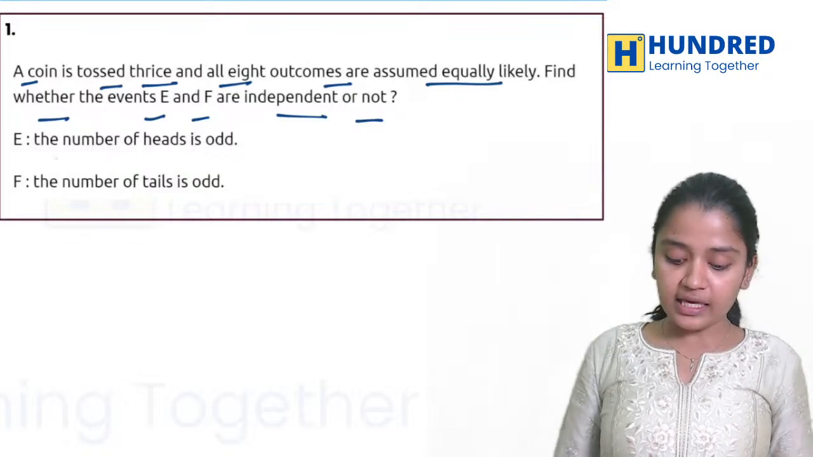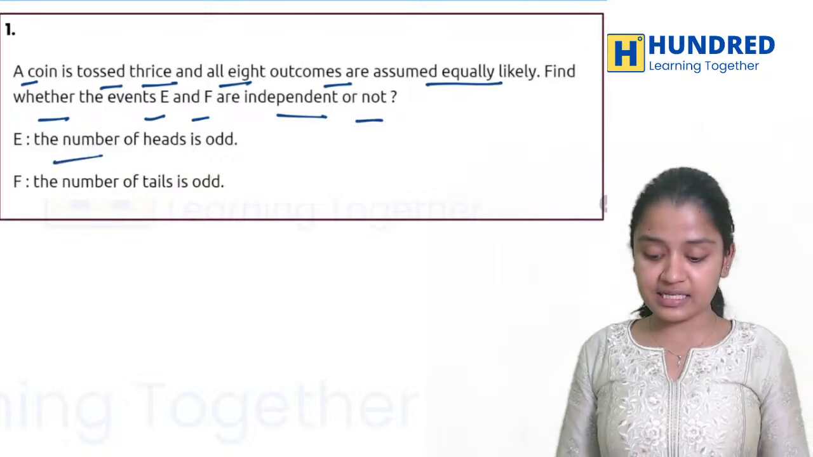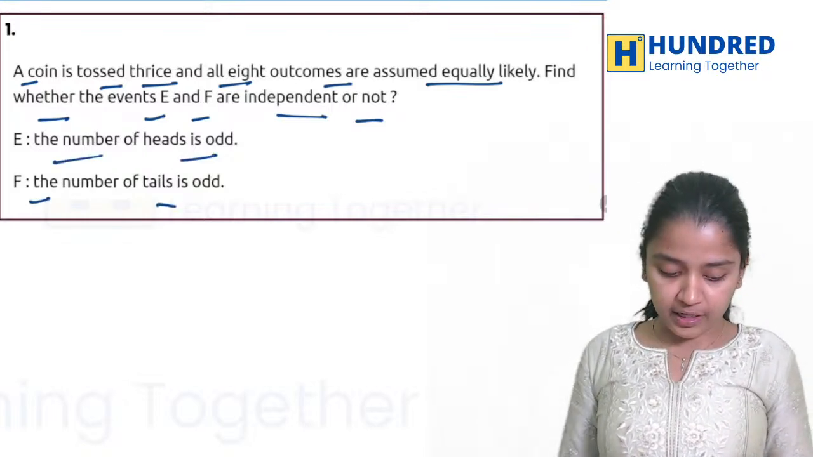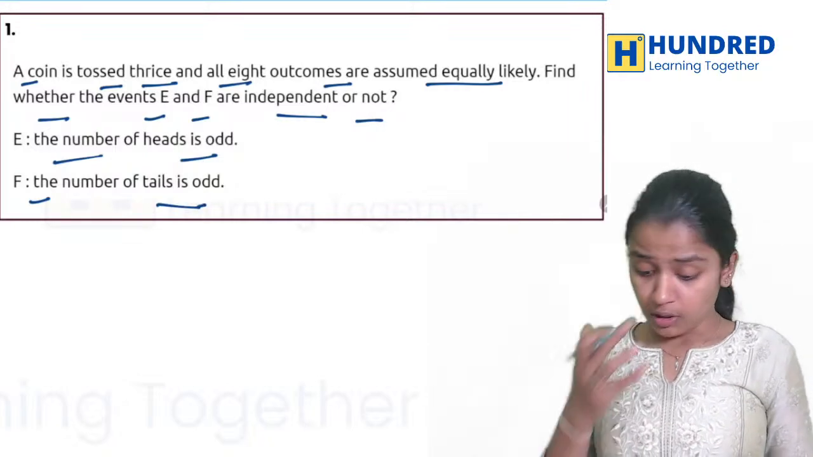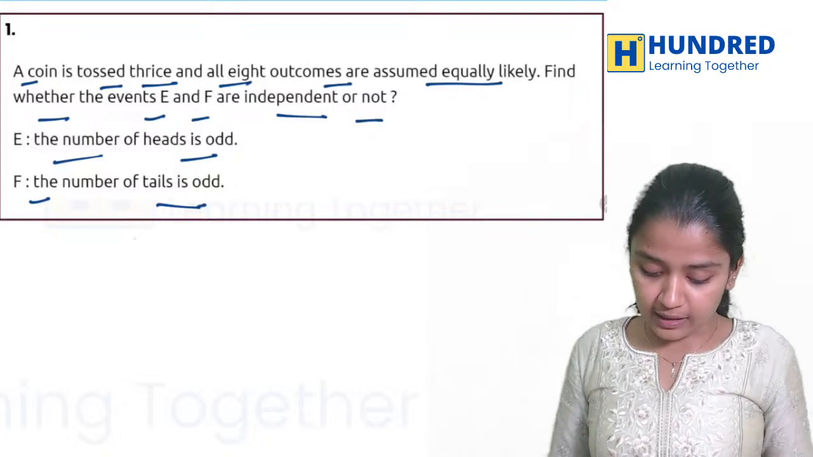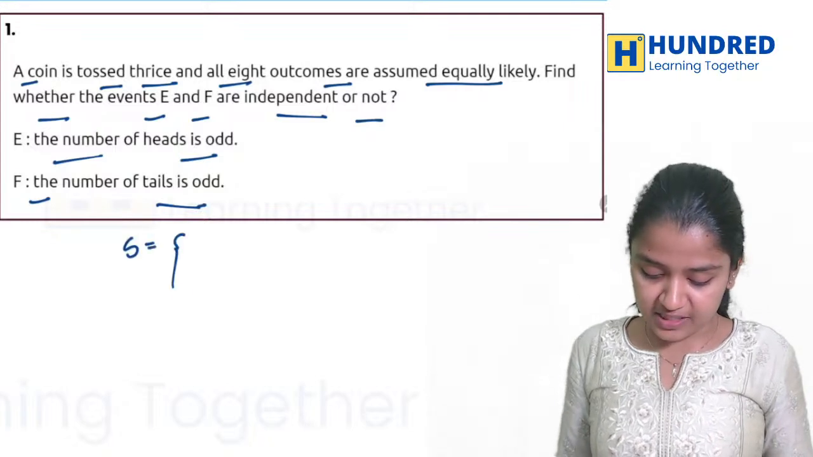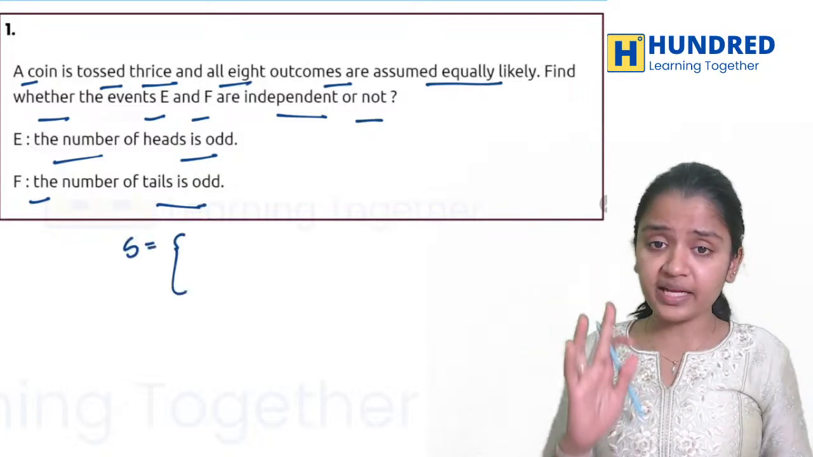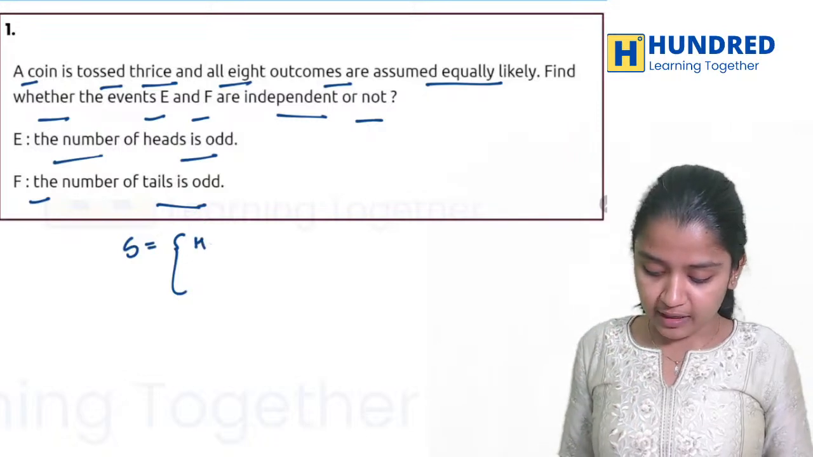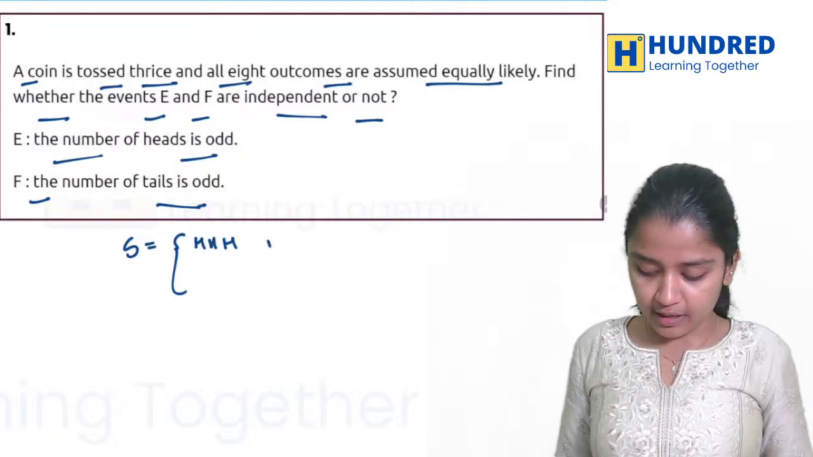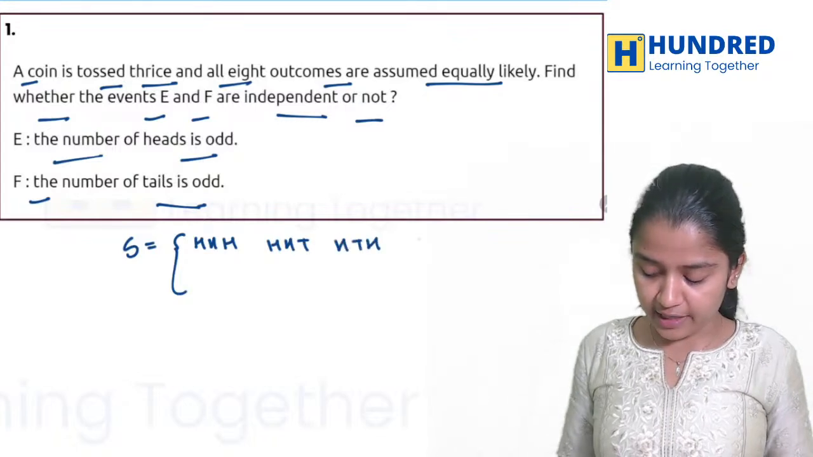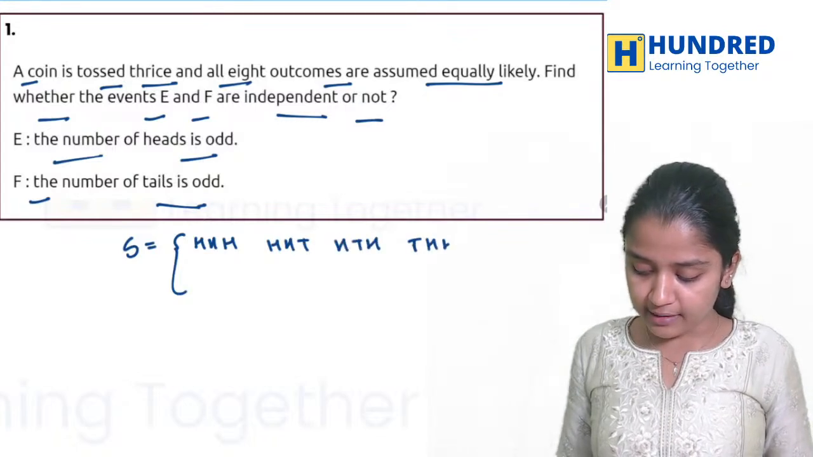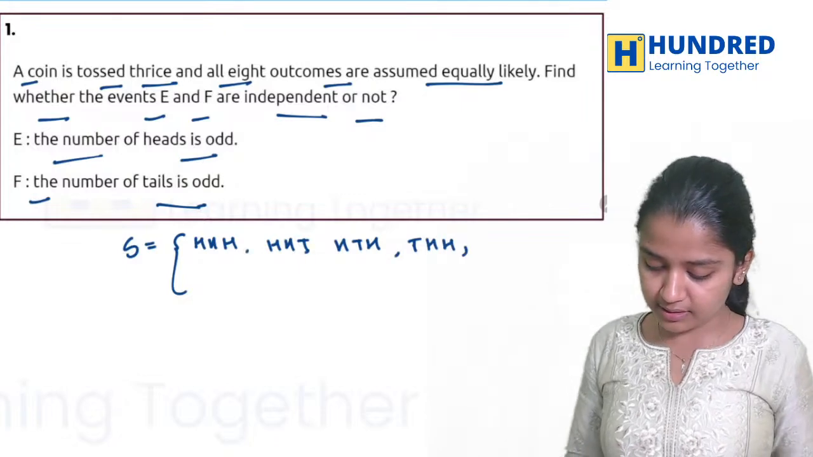Now E is the event that the number of heads is odd. F is the event that the number of tails is odd. Now இப்போ நம்ம என்ன பண்ணலாம் அப்படின்னா, let us write the sample space. So 3 டைம் டாஸ் பண்றாங்க. ஃபர்ஸ்ட் ஹெட் வரலாம், ஹெட் வரலாம், டெயில் வரலாம், ஹெட், ஹெட், இதெல்லாமே things are there, no?